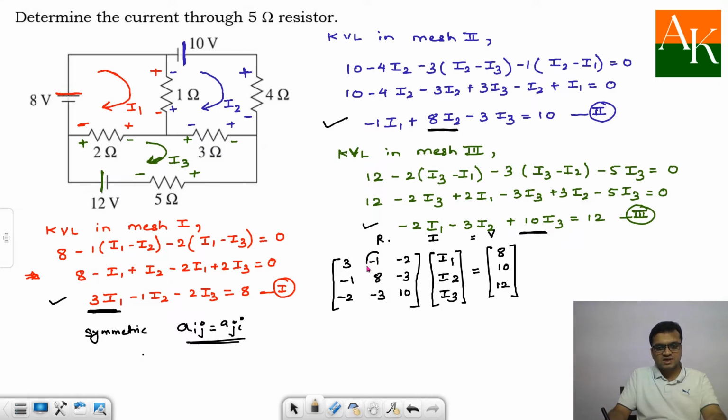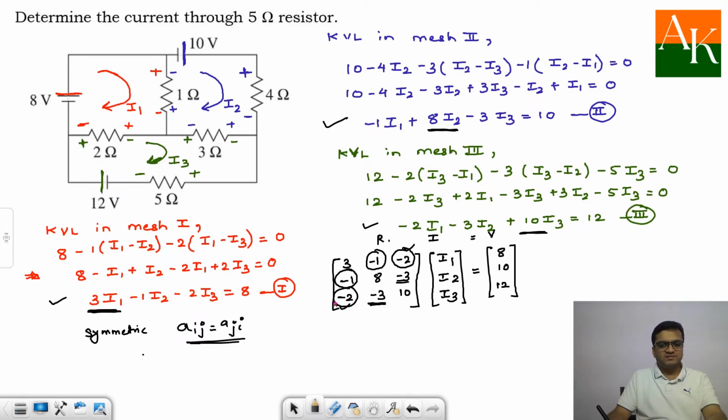So you can see here first row second element minus 1 over here, second row first element over here. First row third element and third row first element, they are same, and then you have second row third element and third row second element, they both are same. So that is the advantage of writing these equations in nice format.